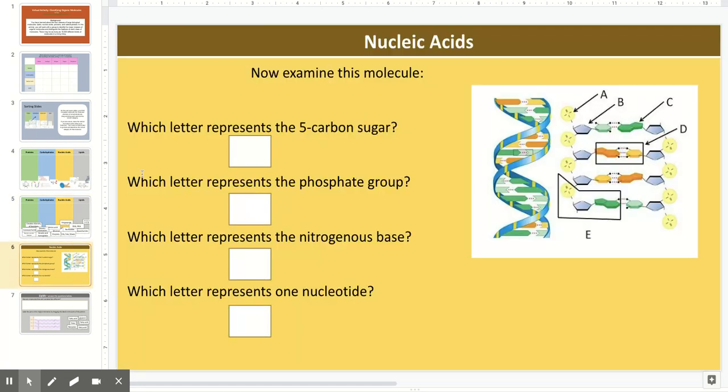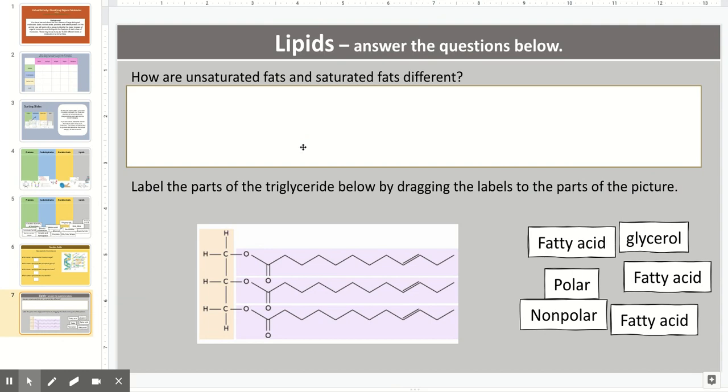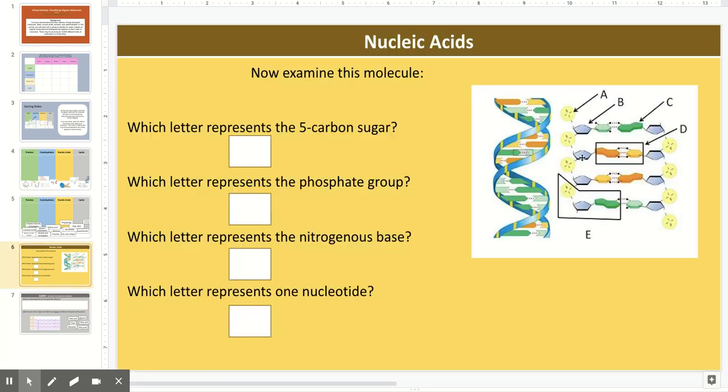In the last two slides, this slide focuses on nucleic acids, and the last slide focuses on lipids. You will use the information in this picture and indicate, based on the picture, which letter A, B, C, D, or E represents a 5-carbon sugar, phosphate group, nitrogenous or nitrogen-containing base, and then which letter represents an entire nucleotide.